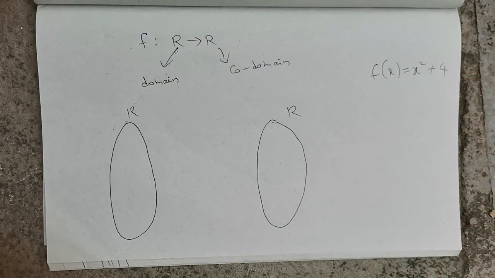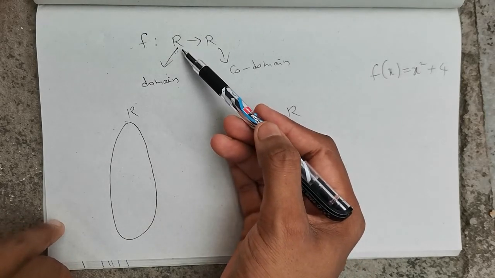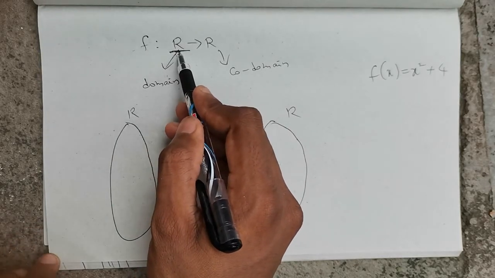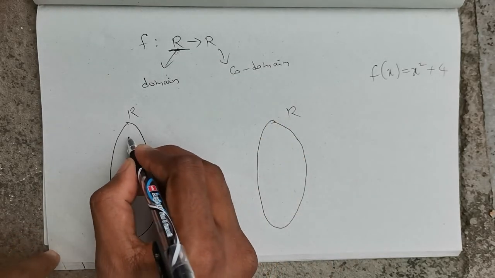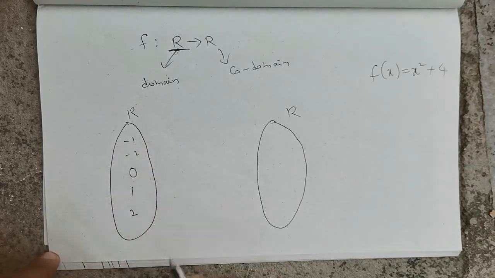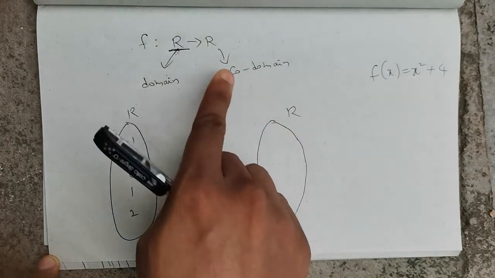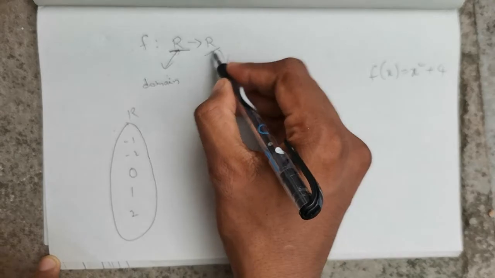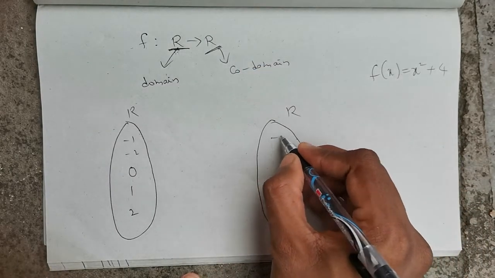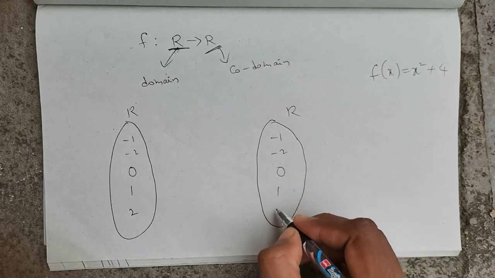x square plus 4. So here whatever we are substituting, that is the total real numbers. Any real number we can substitute. For example, I am taking some negative numbers, a neutral number and some positive numbers. Next, this set is also R only. That is again all the real numbers we should get. I am taking again some negative numbers, some neutral numbers and some positive numbers.